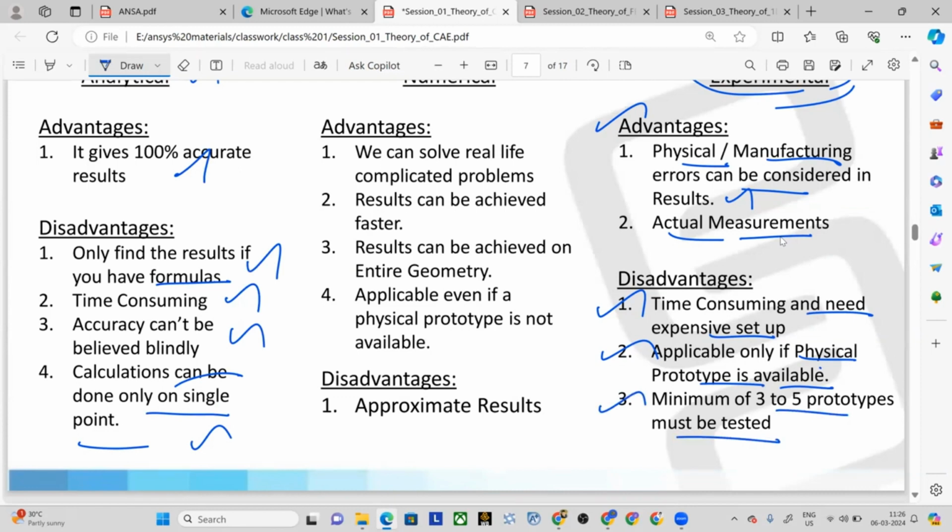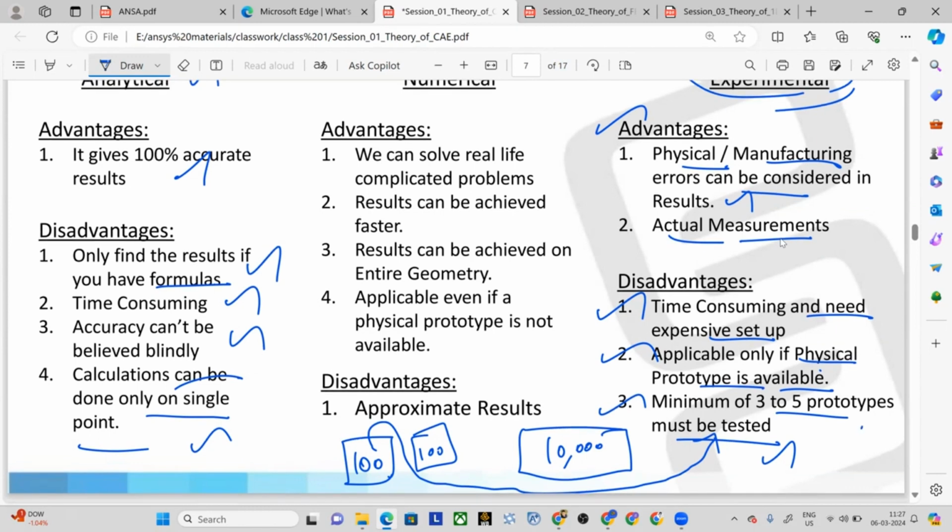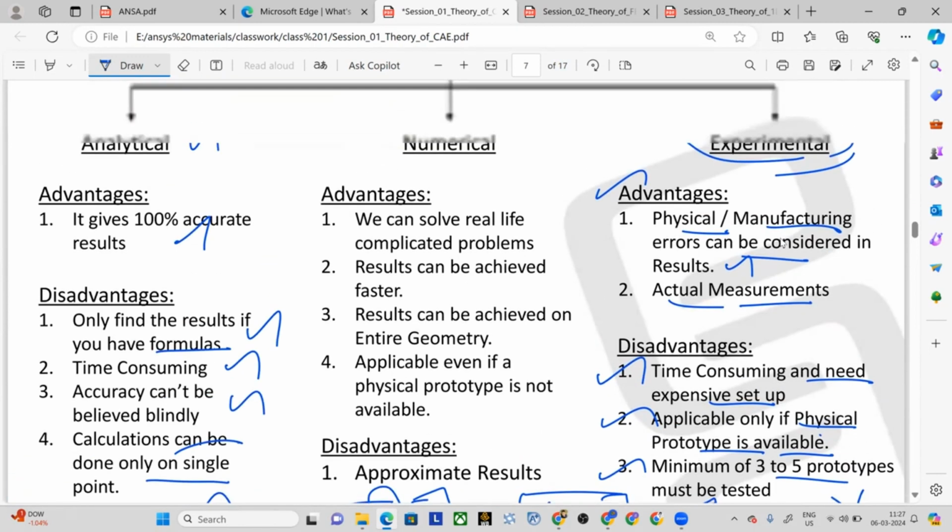Let's say, for example, I have an industry producing nearly 10,000 parts per day. And if I put, say, 100 in each container, then I randomly pick 3 to 5 out of this box and try to test them. If this is what is followed in the real-time industry, then it will be very difficult to meet the production demand, and we will not be in a position to deliver the products on time. So this is a huge disadvantage of the experimental method.